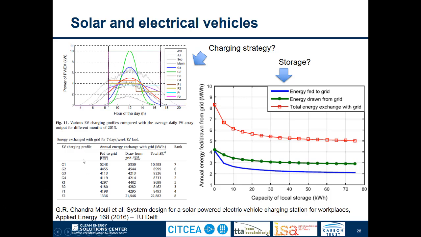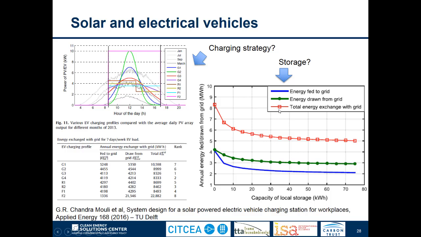We see in the table here the energy exchange with the grid for a week. And we see that depending on the electrical vehicle charging profile, the power fed to the grid and drawn from the grid can be substantially different. So we can order the different strategies and see which one produces a more reduced exchange with the grid. This means that basically we are using directly the solar PV to charge the vehicles, and then we have a more reduced use of the network, which is at the end what we were trying to achieve.